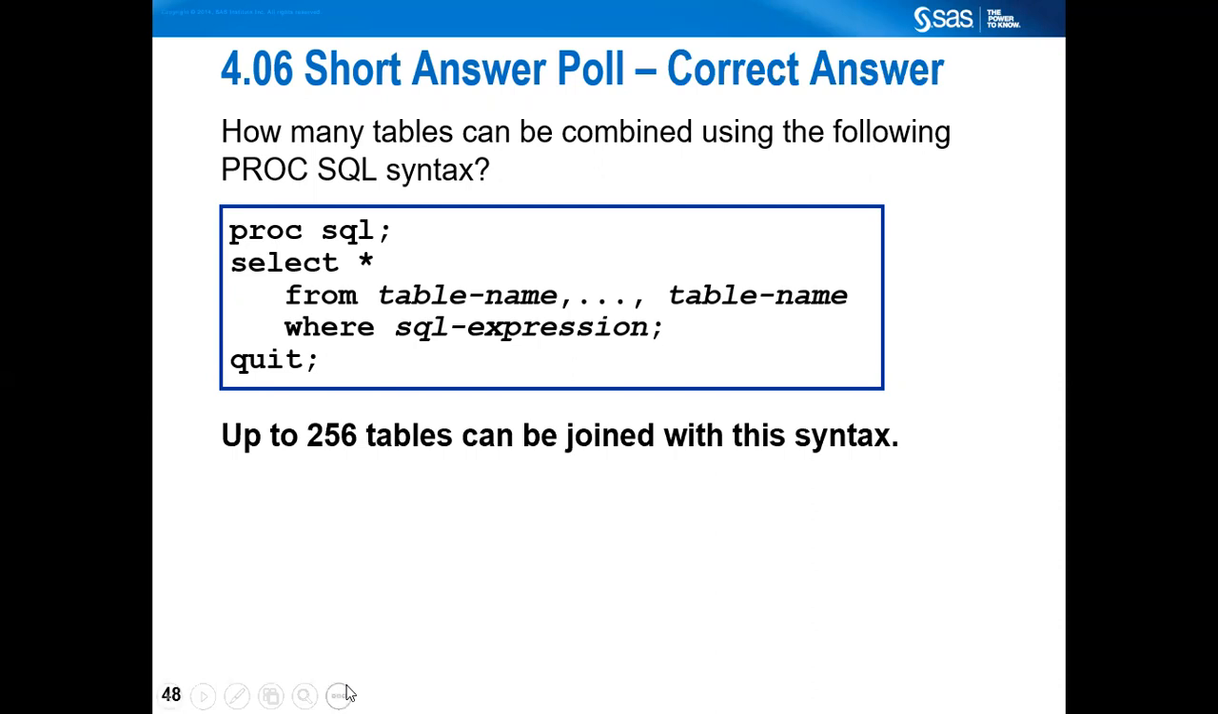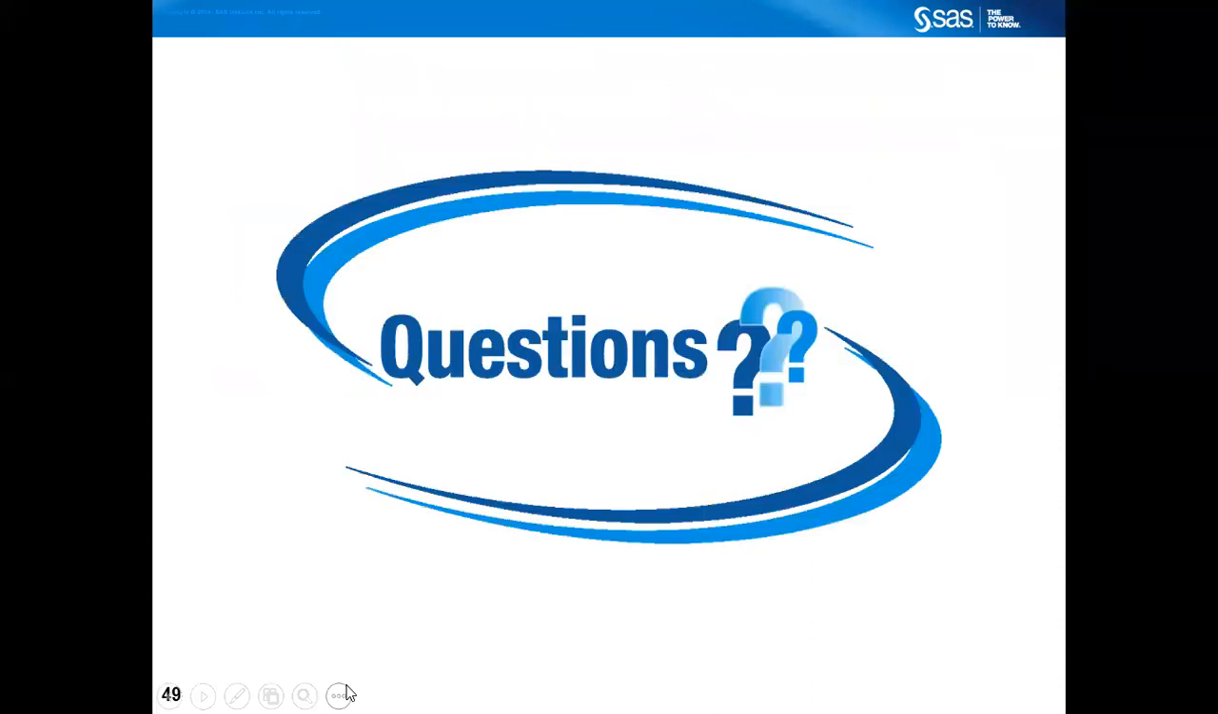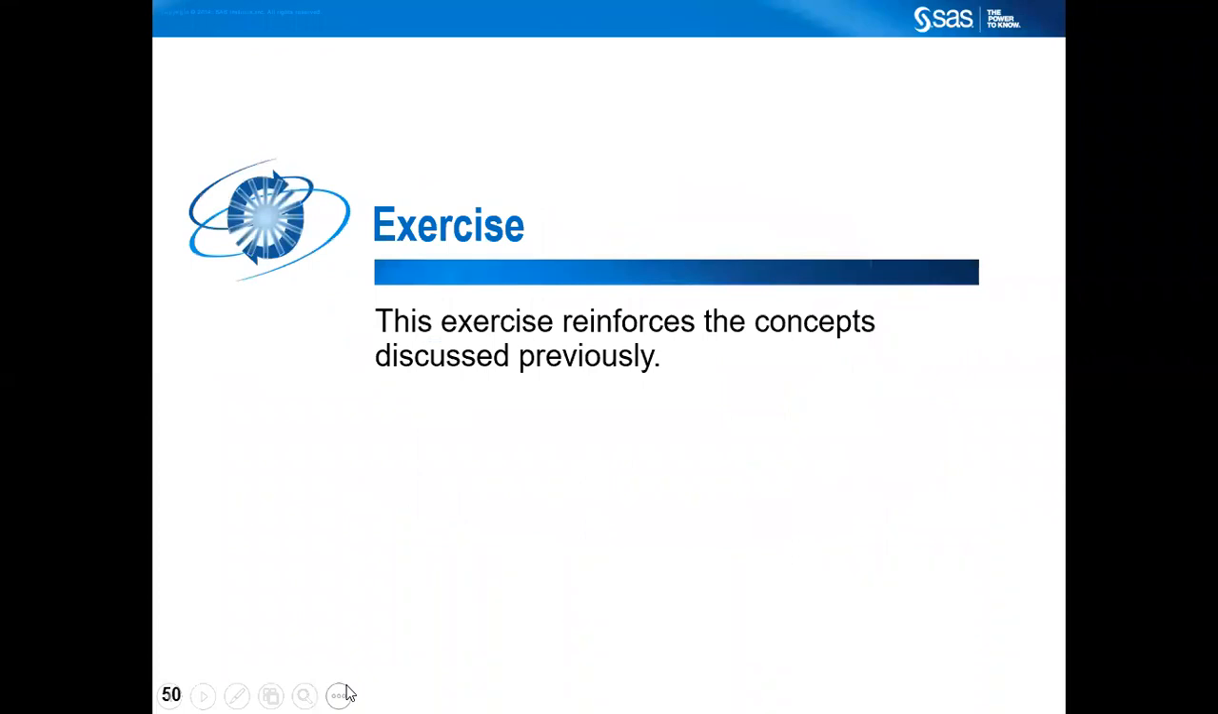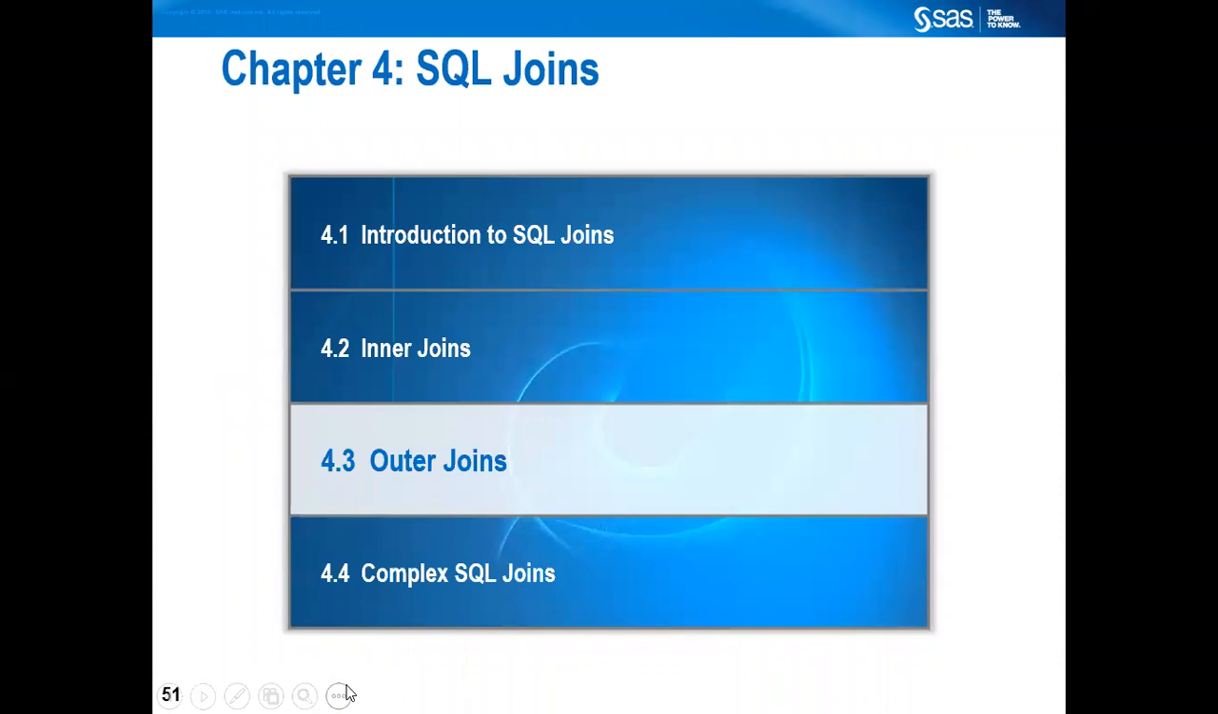But when you write a syntax with inner join clause, there is a restriction. At a time, you can join only 2 tables. Okay. All right. So this was all about inner join. As an exercise, I leave it to you as self study. Let's move on with outer joins.